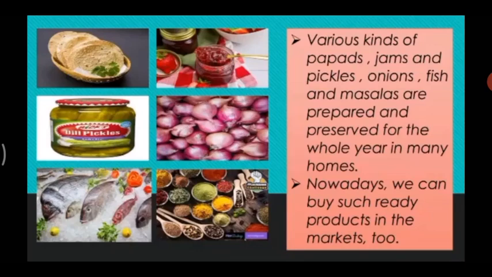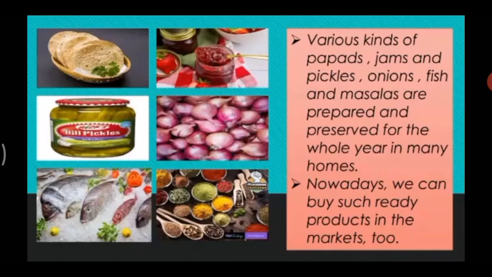Now these things which are being made, all these papad, jams, pickles, now in which season do they make them? In the summer season. Okay? They keep them in big containers, right? We store them in containers. Nowadays, we can buy such ready products in the market too.